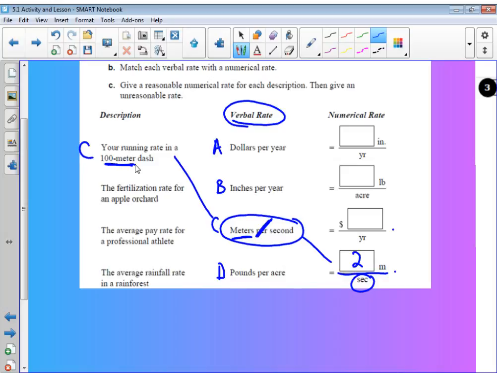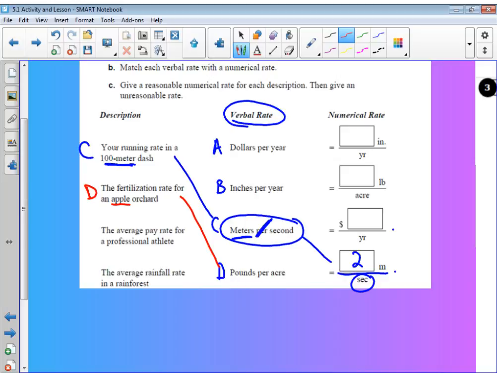Okay, so here we're just looking at the different ways that rates could be set up. So let's look at another one. We'll do the second one down. We have the fertilization rate for an apple orchard. So we're dealing with apples, and we're thinking of an orchard. So how fast something's fertilized, well, we have dollars per year, inches per year, or pounds per acre. I'm thinking in an apple orchard, you tend to grow things in acres on a farm. So I'm going to say that our answer for this one would be D.